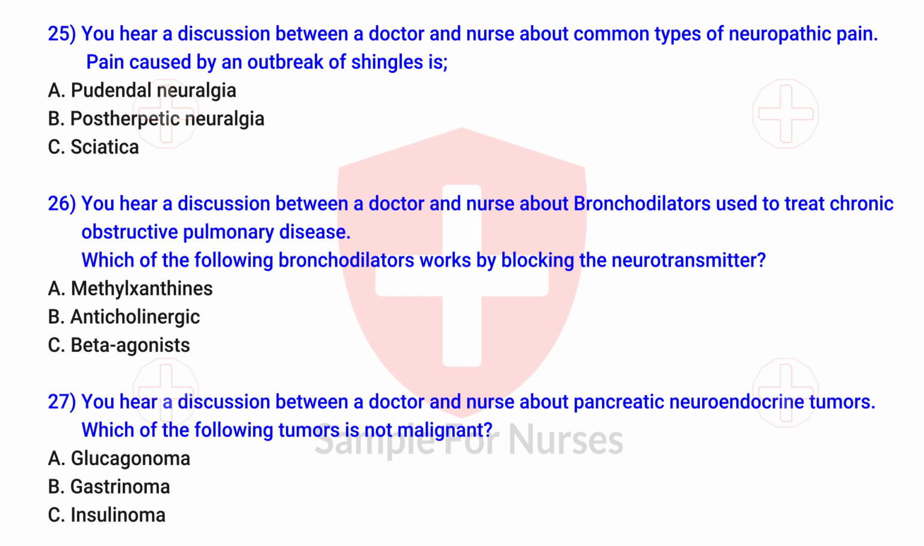Hello, doctor. What are the common types of neuropathic pain? Well, while there are countless types of neuropathic pain, some of the prominent types include carpal tunnel syndrome. It's caused by nerve compression in the wrists and causes pain in the wrist, thumb and fingers. Central pain syndrome can occur after nervous system damage, such as a stroke.